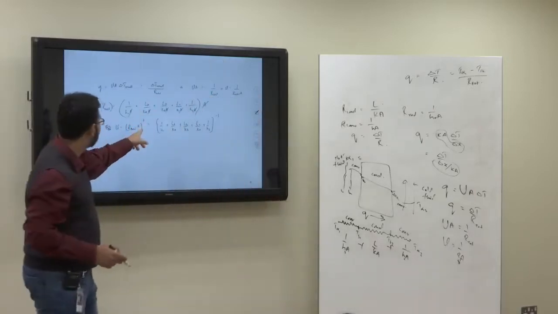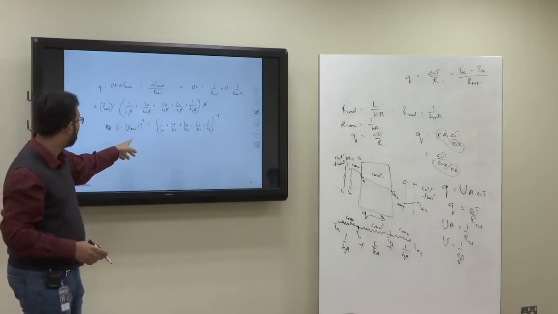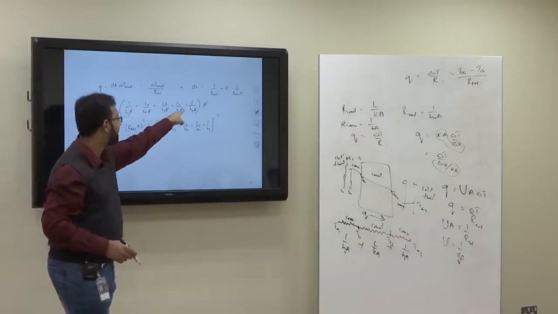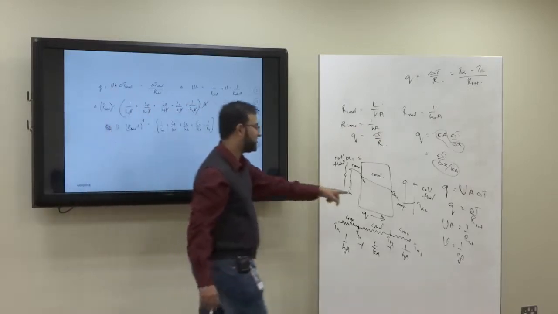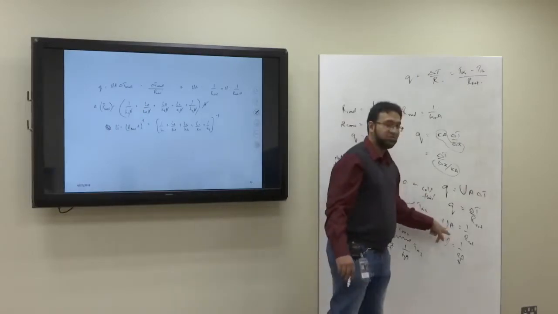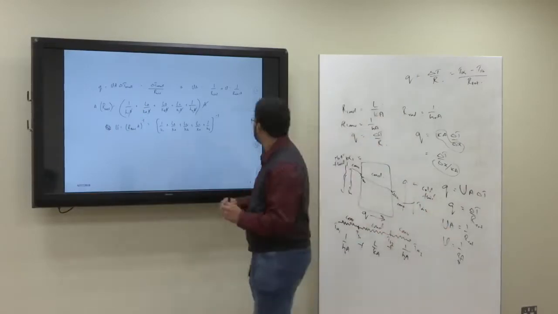This is the same thing. I've just done it myself by hand. Okay, you see, I cancelled A with this A because I say it's R total into A. And I just made the same relation which I put here. What's the relation between UA and R total? That's it.